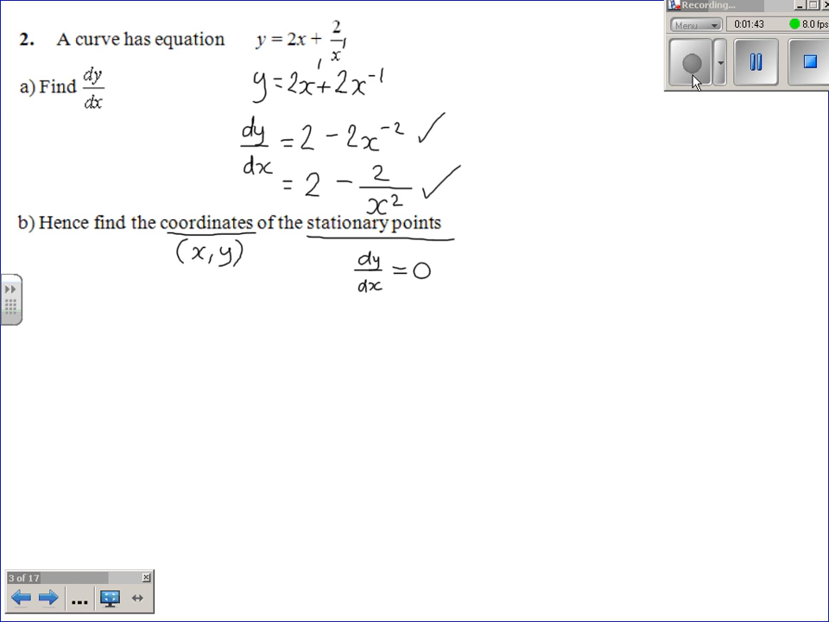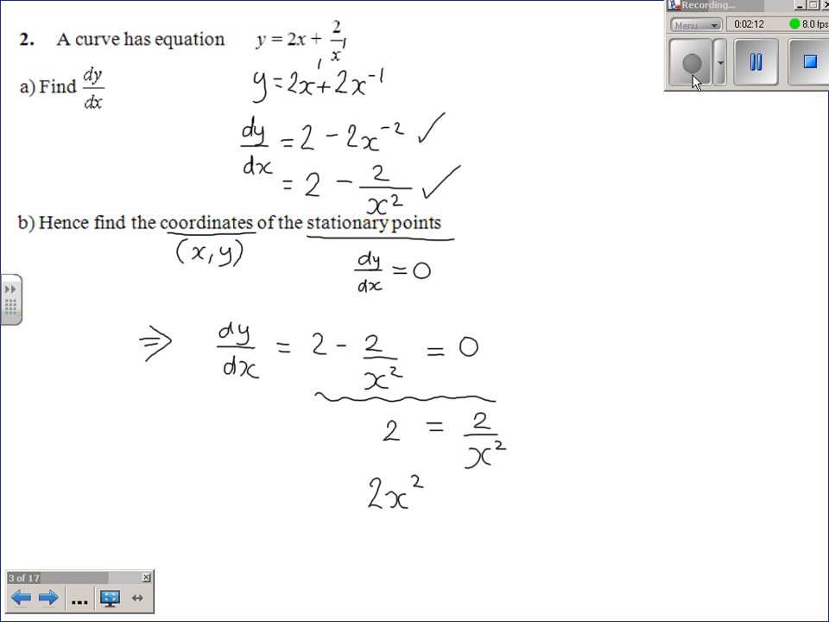Okay, here we go. So from the previous question, we had dy/dx is 2 minus 2 over x squared, and for stationary points it equals 0, and you can put that implies there, so that's where we're headed. At this point you really just need this part of the equation, and you're going to solve for x. So what I would do is take the 2 over x squared over to one side, times both sides by x squared, so you've got 2x squared equals 2. Divide both sides by 2.